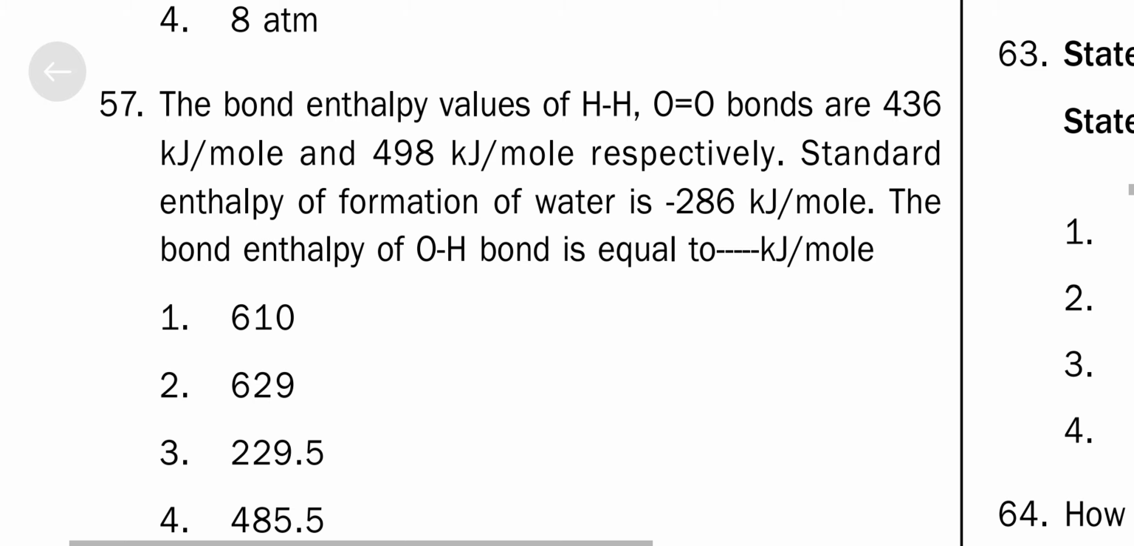The bond enthalpy values of H-H and O=O are 436 kilojoules per mole and 498 kilojoules per mole, respectively. Standard enthalpy of formation of water is minus 286 kilojoules per mole. The bond enthalpy of hydrogen bond is equal to.